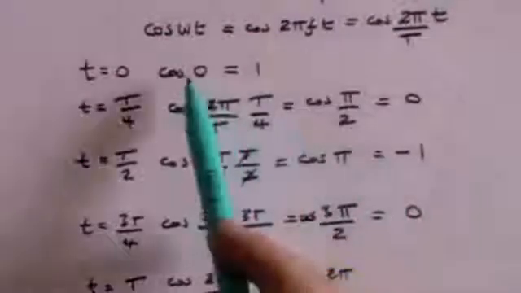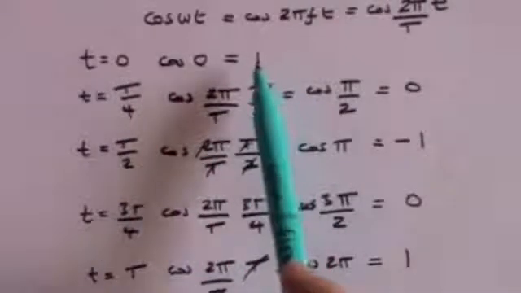And the cosine, that's the cosine, of course. And the cosine of 3 pi over 2 is the same as the cosine of pi over 2, 0. And when t is equal to T, then you're going to get a cosine term of 2 pi over T times T. And that's equal to the cosine of 2 pi, and the cosine of 2 pi is the same as the cosine of 0, which is 1.